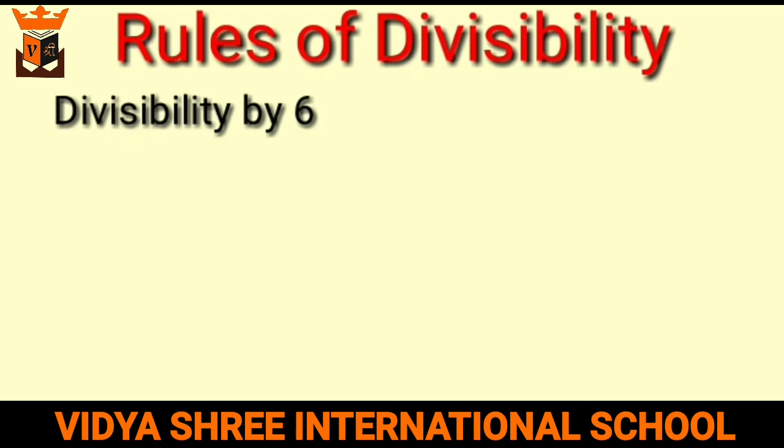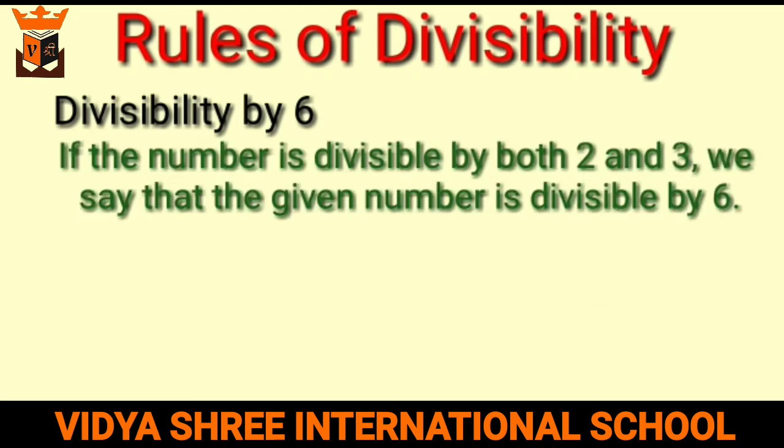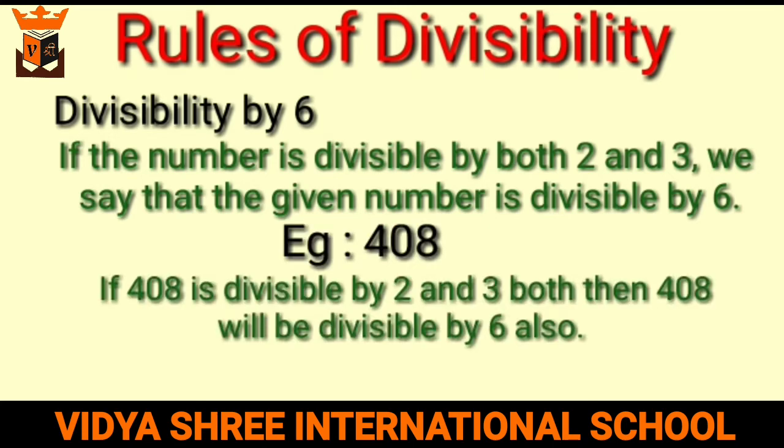Next is divisibility by 6. If the number is divisible by both 2 and 3, we say that the given number is divisible by 6. For example, 408. If 408 is divisible by 2 and 3 both, then 408 will be divisible by 6 also.